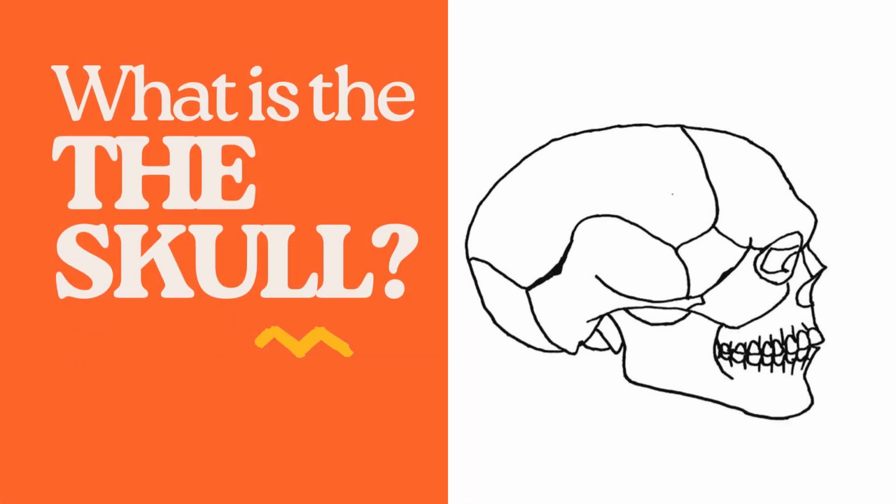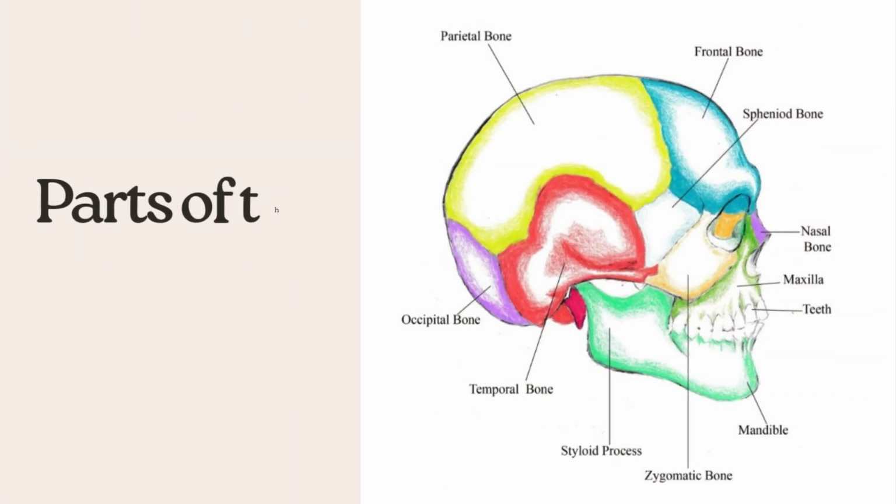The skull is a vital and complex structure that plays a crucial role in protecting the brain and supporting various sensory organs. Parts of the skull are the parietal bone, frontal bone, occipital bone, temporal bone, sphenoid bone, nasal bone, maxilla, the teeth, the zygomatic bone, mandible, and styloid process.